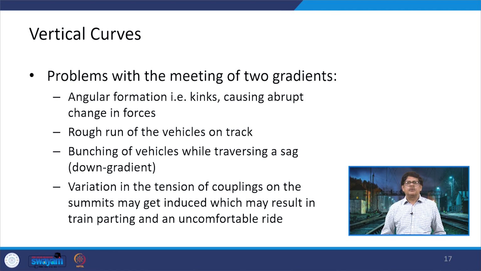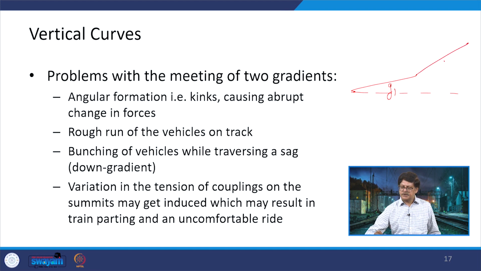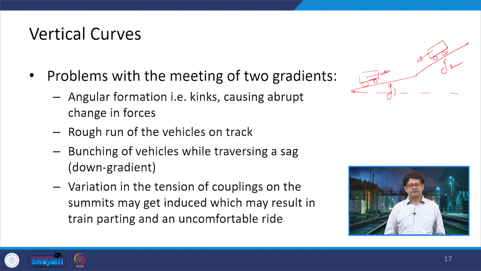Now, let us talk about the vertical curves. Here we are talking about the problems with the meeting of two gradients. Say there is a gradient here, this is G1 gradient, and then there is another gradient G2. What is happening when a vehicle is moving on this gradient, maybe in this direction or in the other direction? There is an angular formation or a kink which causes an abrupt change in the forces.